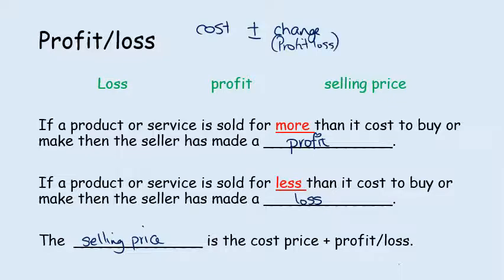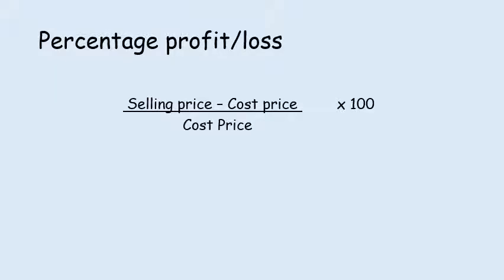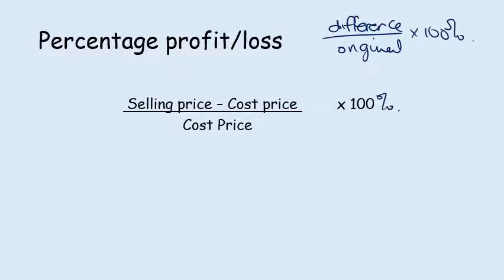And then you are left with the selling price. Okay. So how do you work out percentage profit or loss? It's the same as percentage change. It is percentage change, where you had your difference over your original, and then you multiplied by 100%. Okay. Percentage profit and loss is the same.